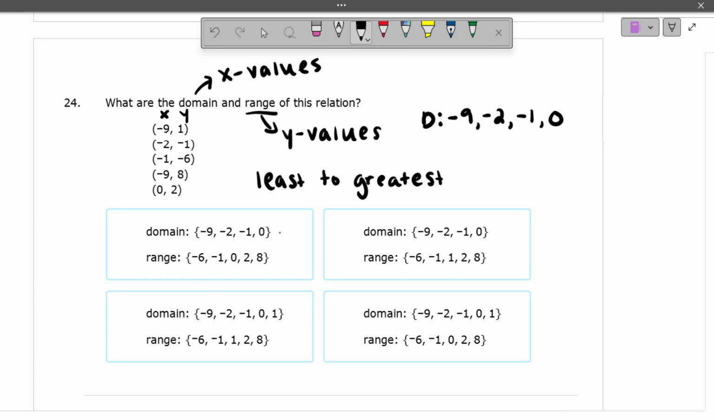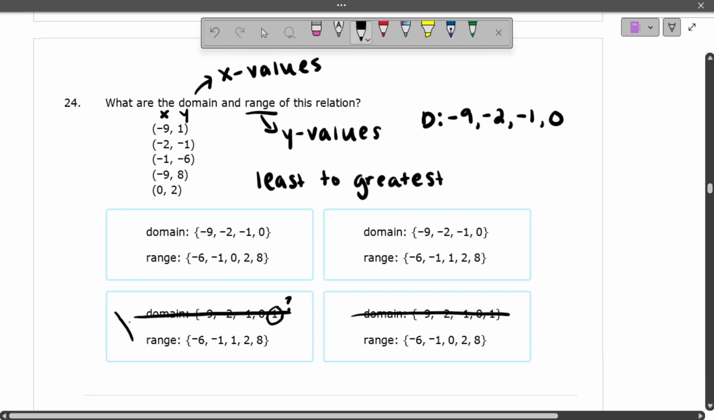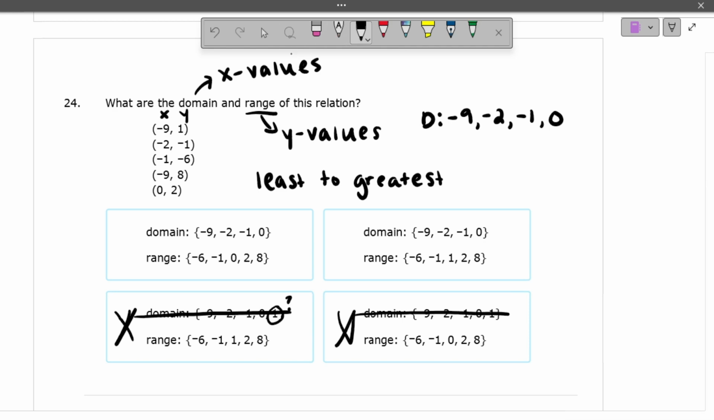So looking at our 4 options here, they're saying there's like a 1 in the domain. That's not our domain. Maybe they were looking at the y values, but that's not it. So it can't be these bottom 2, because this one on the right also has a 1, which means that just knocks out these entirely from our options. So it can't be either one of those, and it looks like it does match these top 2, so that means all that's left to do is to look at our range.